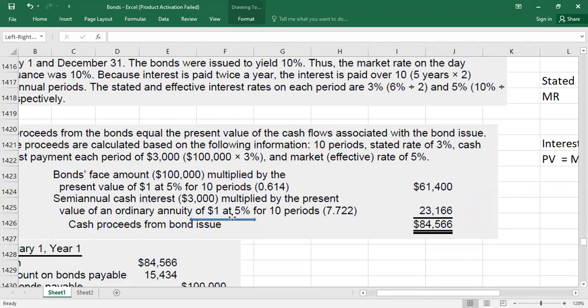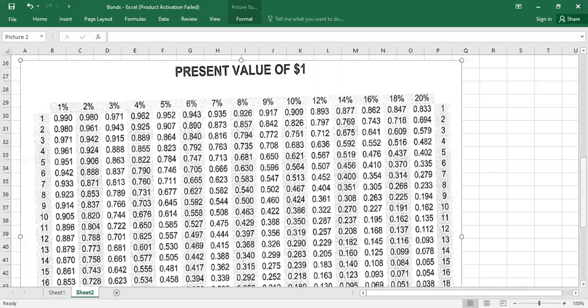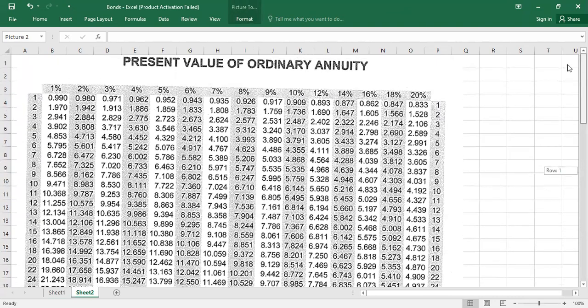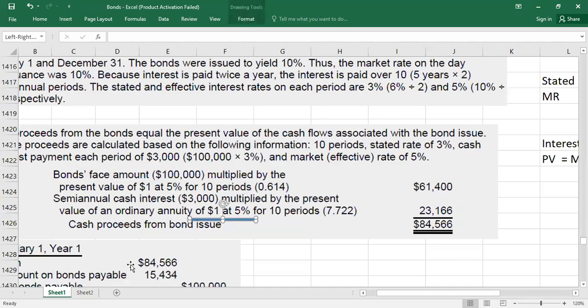Now, ordinary annuity means you will go to the annuity table. Okay, so here we have the annuity table. This is called the annuity table, ordinary annuity. Look at 5%. Here is the 5% column and look for 10 periods. So the value should be 7.722. So this value 7.722, you will multiply with the amount of interest. You will get another present value.